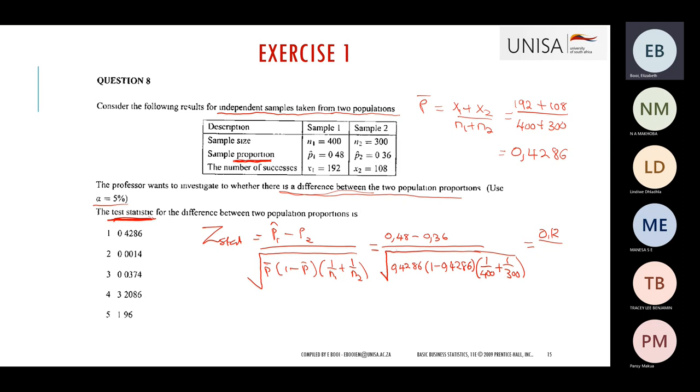One over 400 plus 0.4286 times open bracket 0.4286 times, close bracket, take the square root of the answer.